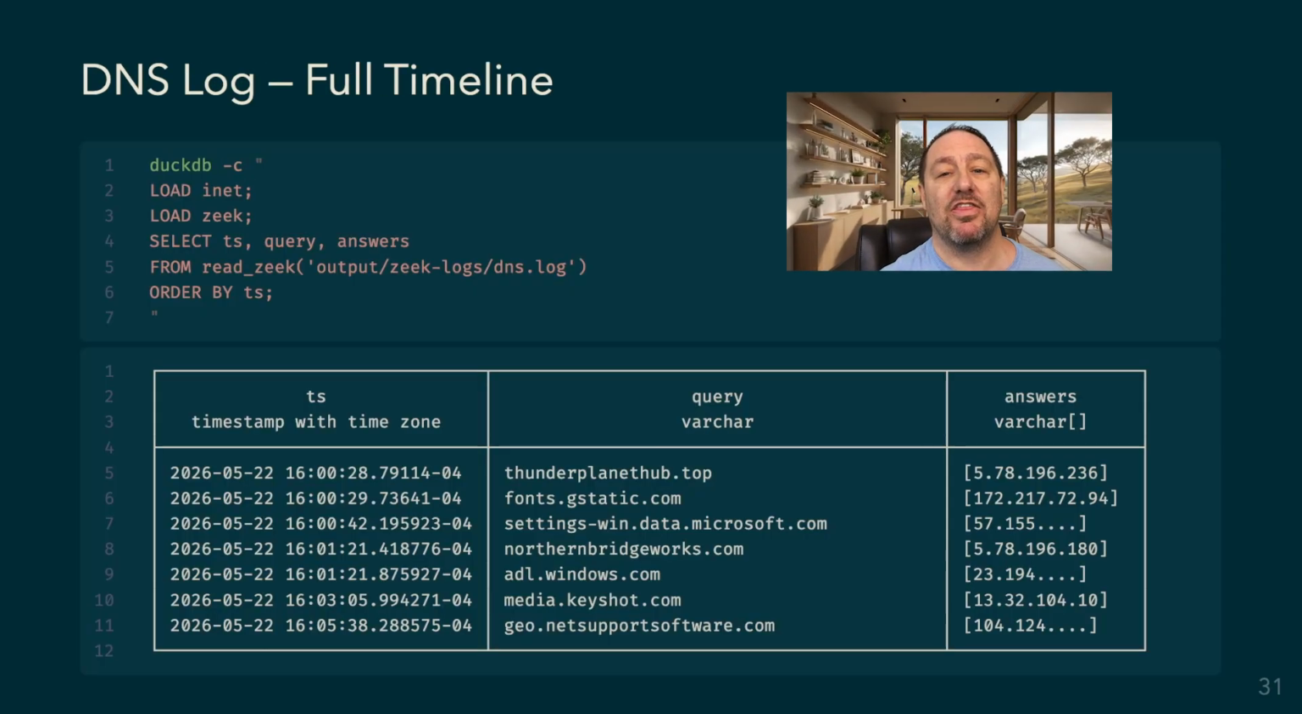Per the Zeek logs, the first DNS query happens at 4 p.m. and it's for thunderplanet.hub.top. And this is SmartApe's redirect domain. Then we see a bunch of Windows noise. We see things like gstatic, Windows Update Telemetry, Microsoft CDN. But then we see northernbridgeworks.com, and this ends up being the payload server. We also see geo.netsupportsoftware.com, which is the NetSupport geolocation check. So the first 2 are SmartApe's infrastructure. The third is the RAT checking in on where it is, the NetSupport site. Even malware wants to know what time zone it's in before committing to its relationship.